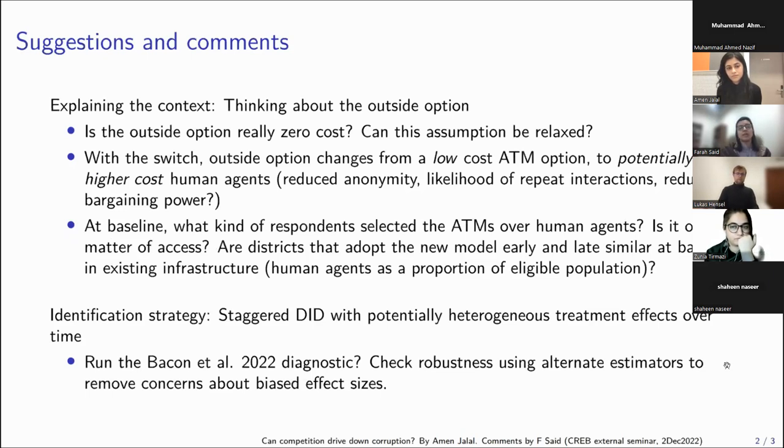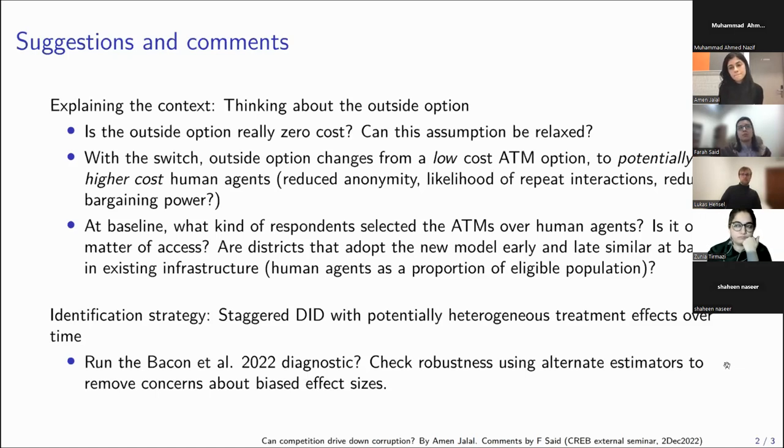I was curious about the context in which this is working. Obviously, being in Pakistan, we know the context, but still, how is it generally working before the program came in, and how is it working afterwards? My motivation for this is, I wonder if you can generalize your theoretical concept a bit more so it's not based on very strict assumptions. I felt that the outside option being zero cost is a strict assumption. I think you can relax that a bit, and I think you showed that in your graphs as well. The outside option is not exactly zero, and that's okay. That's more realistic: it's not zero, but it's lower cost than the option they have with human agents.